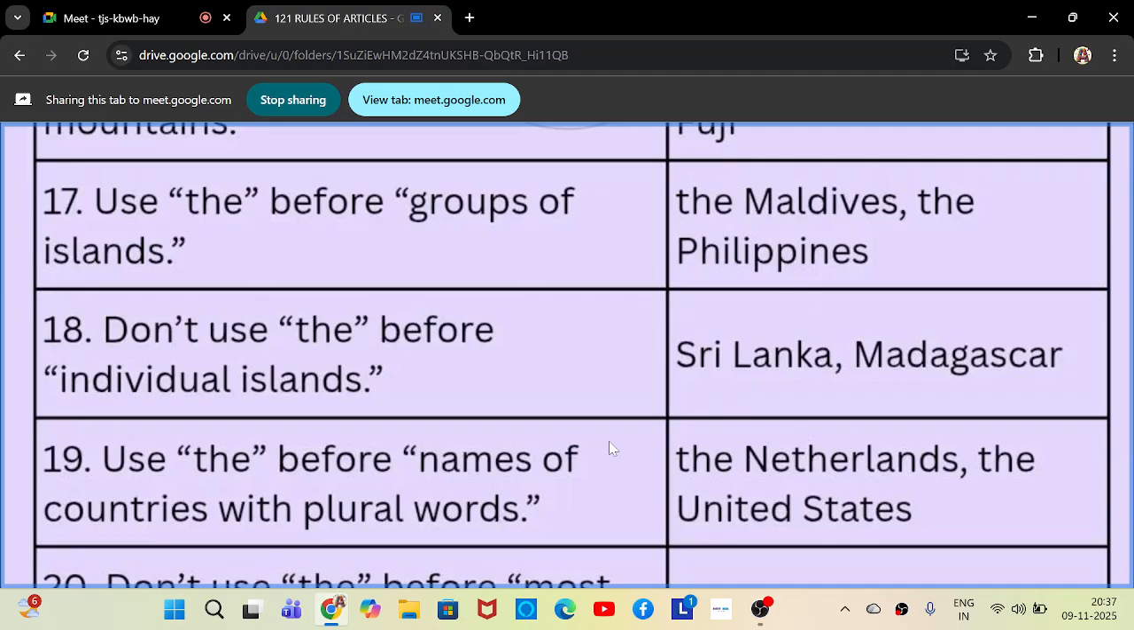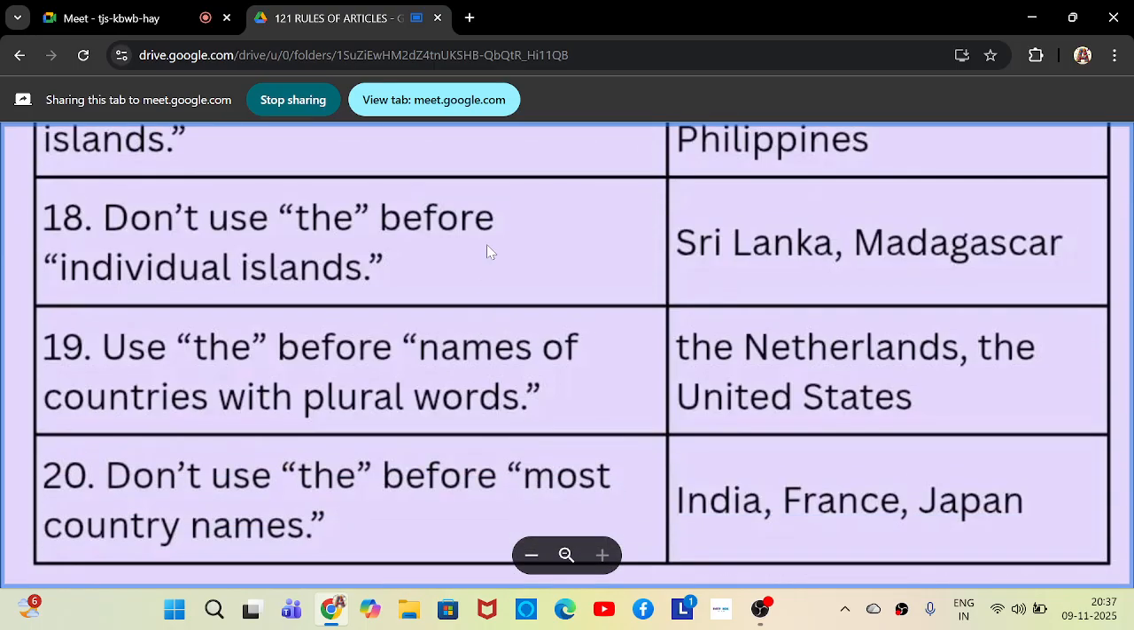Okay. Next is the 18th use: don't use the before individual islands. Again, group of islands, group of mountains, you can use the. But if it is a singular mountain or singular island or individual island, don't use the. Individual means one, single. So, for example, Sri Lanka is an individual island. Madagascar is an individual island. It's not a group. Okay.